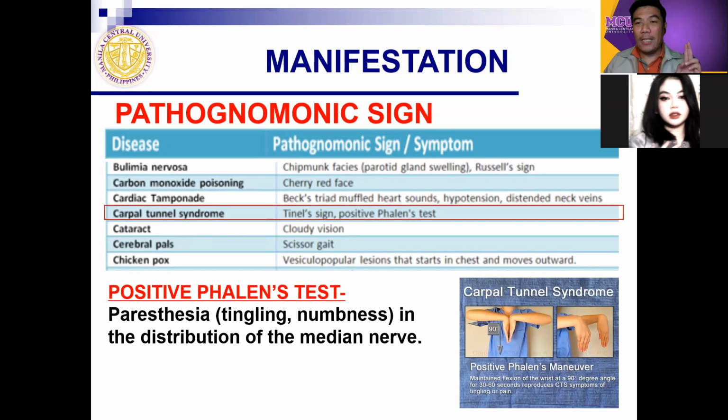Yung Tinel sign, okay, yung Tinel sign, you will press the nerve, tapos may pins and needles. Or once you do it, yung flexion ng wrist, it will cause or produce pain.